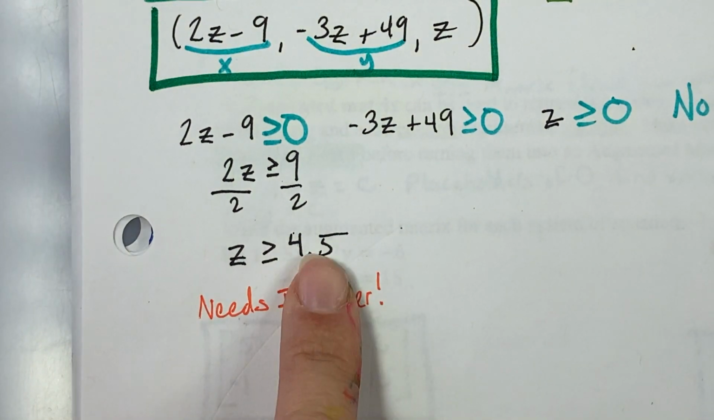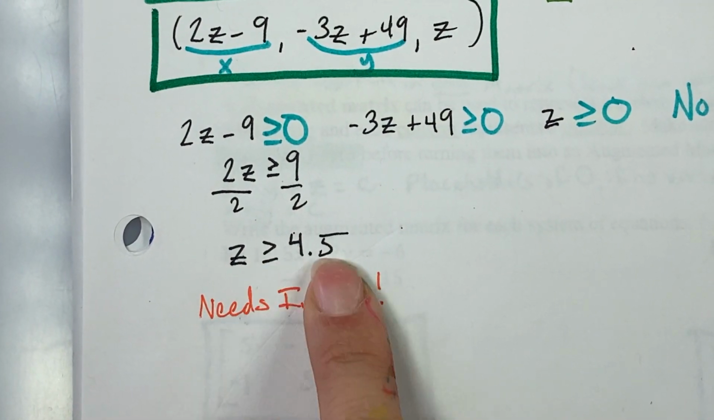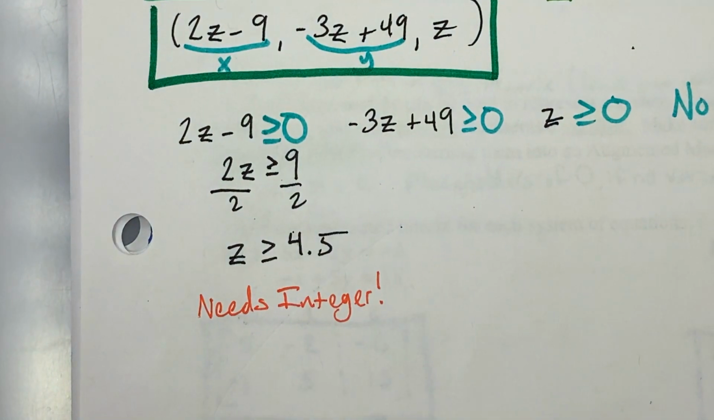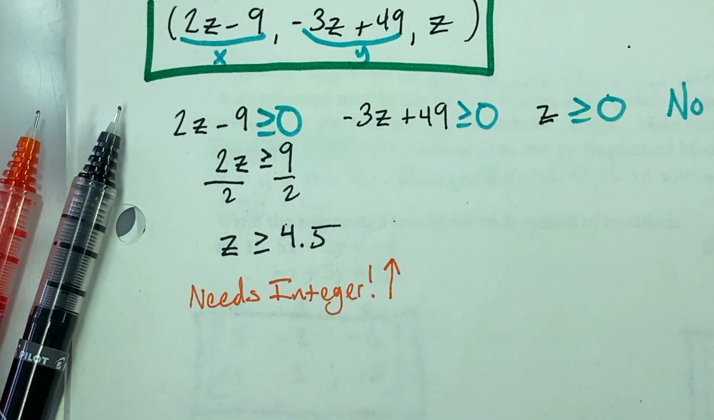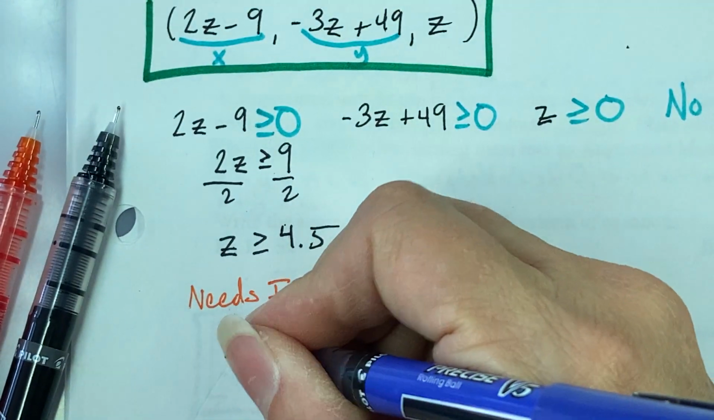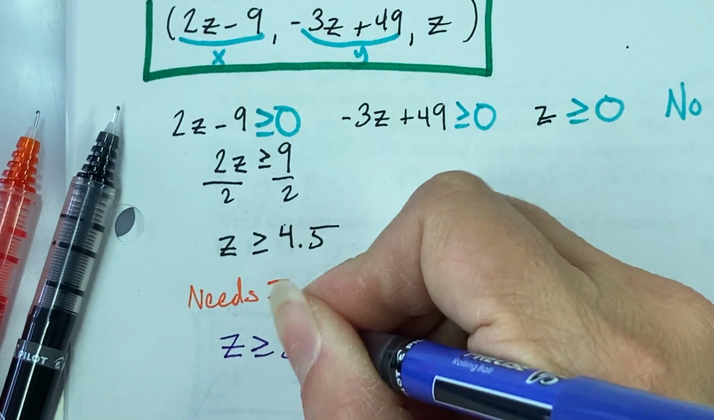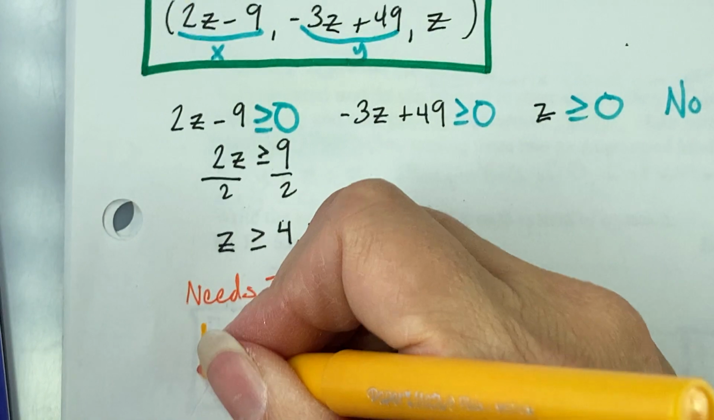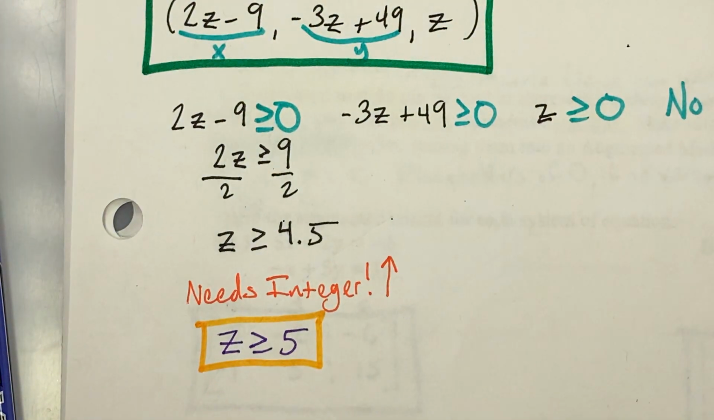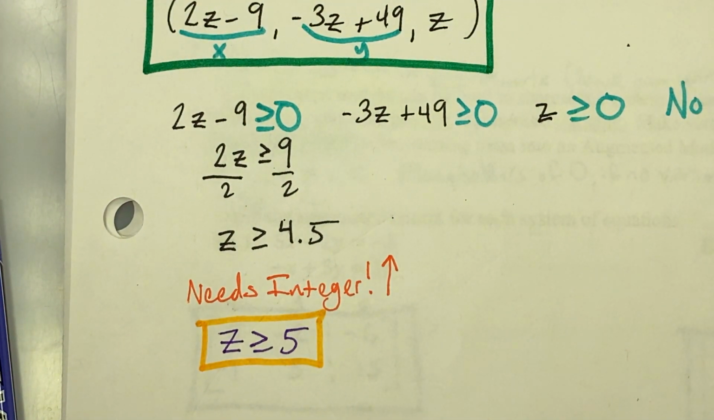So we don't round up for rounding rules. We round up because 4.5 is my minimum for keeping things positive. So we need to go above 4.5. So we're going to round up. So Z greater than or equal to 5. So we've got a restriction on our Z value.